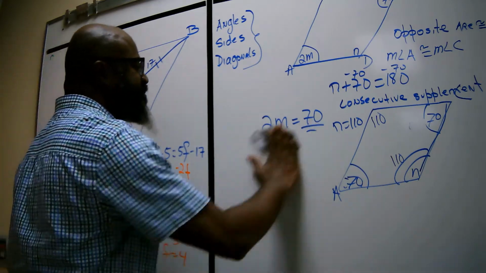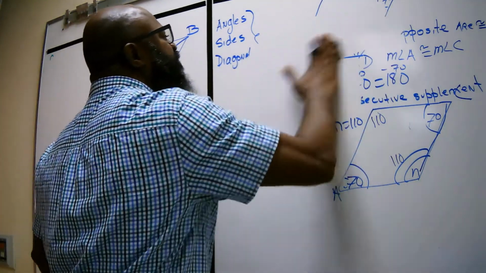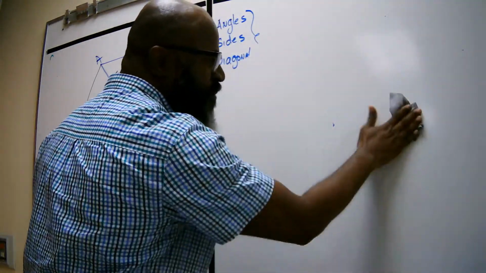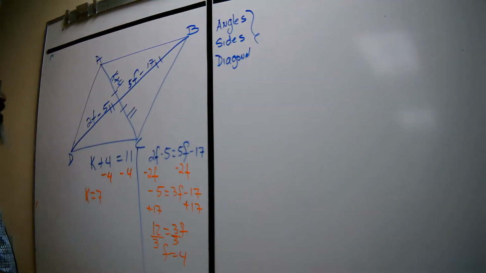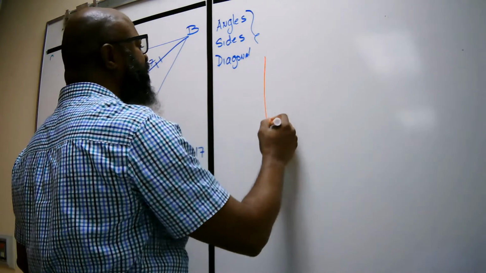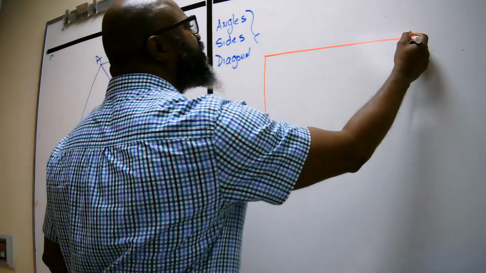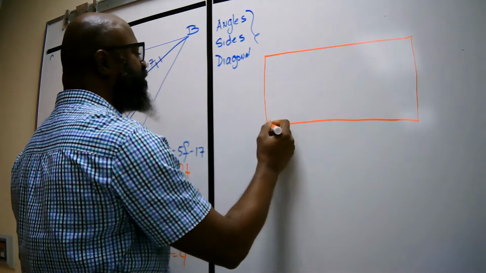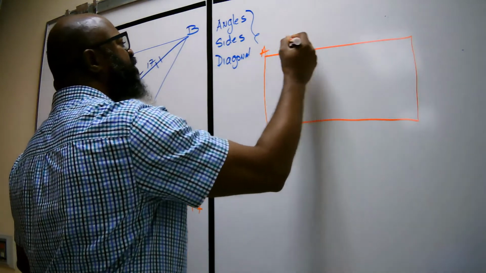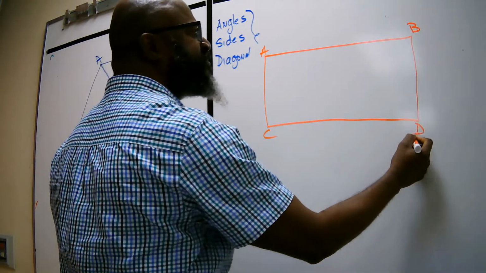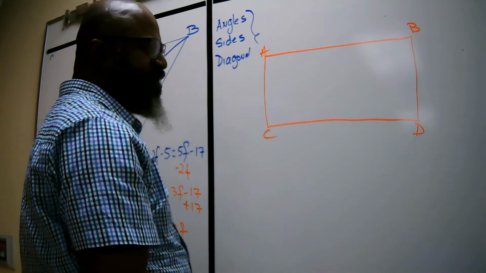So, these are the properties that I'm using. In this case, I was using properties of a parallelogram. Next problem, I am given a rectangle, and I have been told that it's a rectangle, and I need to solve for the missing information. The rectangle gives me so much information.